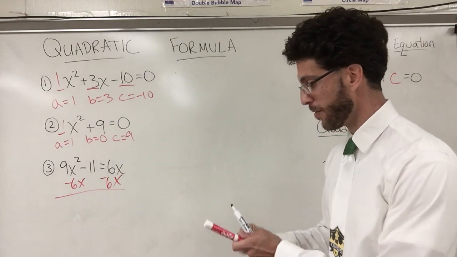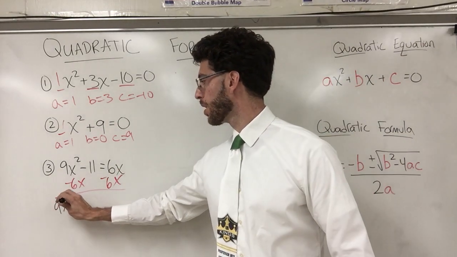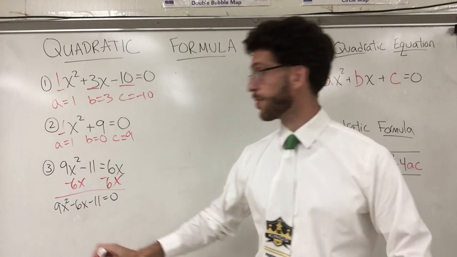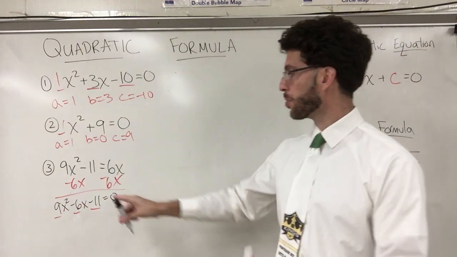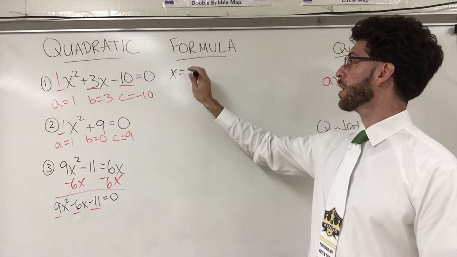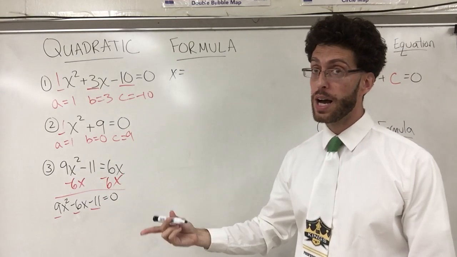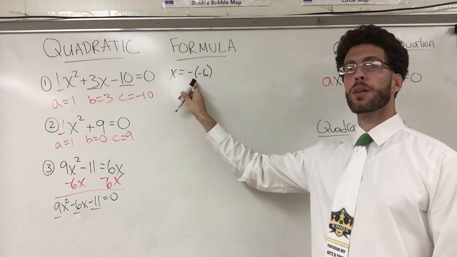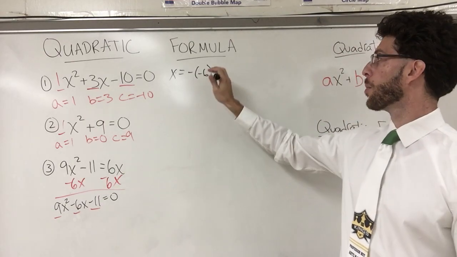Notice 6x is not a like term with anything else, so it just drops down. And I have, I don't know if you can see that, yes you can, 9x squared minus 6x minus 11 equals 0. So you have your A, your B, and your C. A is 9, B is negative 6, and C is negative 11. So x equals negative B. Remember what I said, the opposite of B, negative 6, is really positive 6. You don't have to show this, I don't think, depends on your teacher. But a double negative will get you a positive, so you don't have to write the double negative.